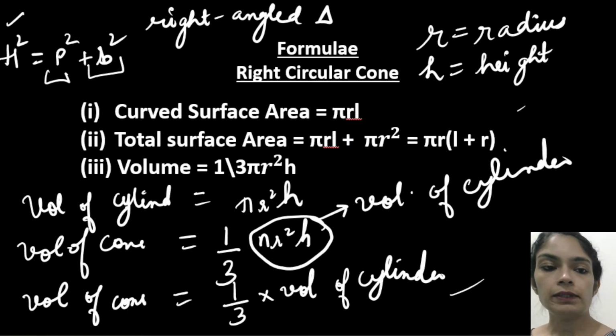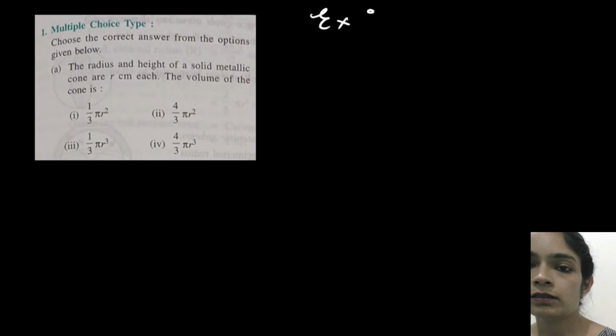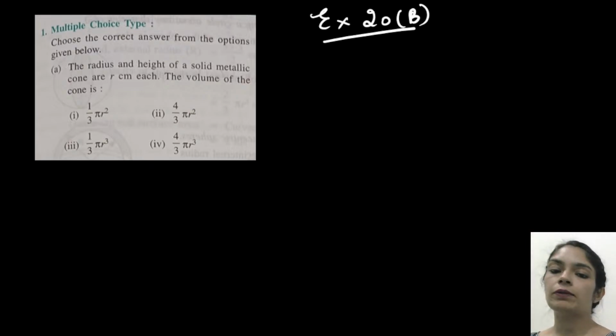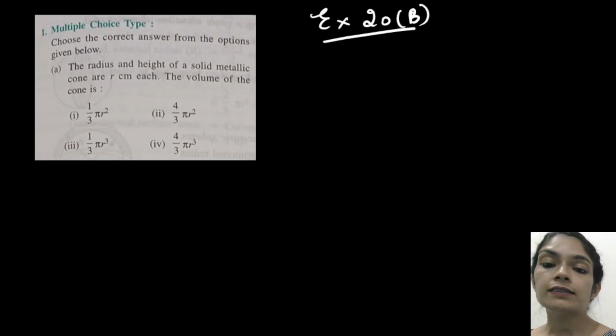Okay, let's start with the exercise. So I am going to start exercise 20b. You will find this exercise a little easy because we are going to do a similar concept. Whatever we have done for the cylinder, similar kinds of questions we will be doing for the cone also. Before we begin, I'll tell you, in this exercise there are 14 questions in total.